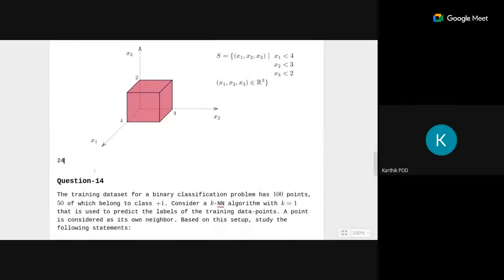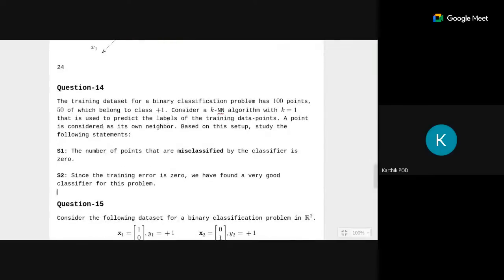Any questions here? No, sir. Okay, so that is question 13. Now the next question is a binary classification problem with 100 points, and it's a balanced data set, meaning 50 belong to class 1 and 50 belong to class 0. You are using KNN with K equal to 1, and you're testing the KNN on the training data set itself. So you want to find the training misclassification rate: how many points are misclassified by the 1-NN algorithm on the training data set? Is the statement S1 true or false?